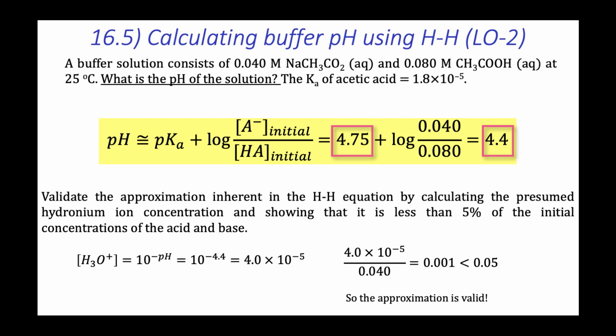In this class, when you use the Henderson-Hasselbalch equation, I'll expect you to validate the approximation we made in deriving the equation by showing that the extent of proton transfer is low. To do this, you need to show that the hydronium ion concentration, which you can calculate from the pH, is less than 5% of the concentration of both the acid and the base.